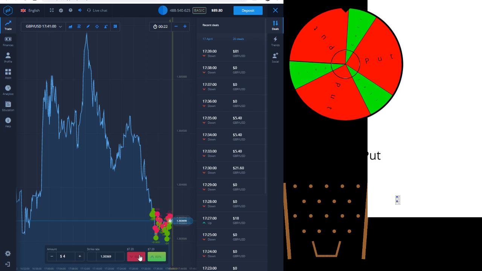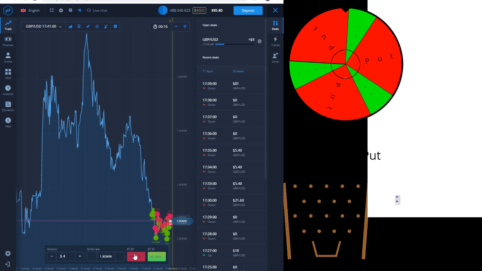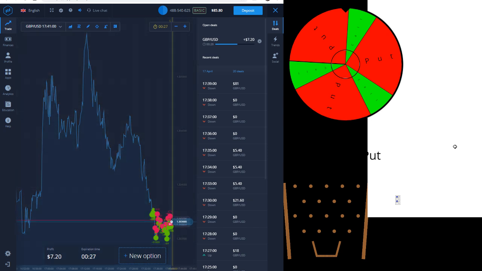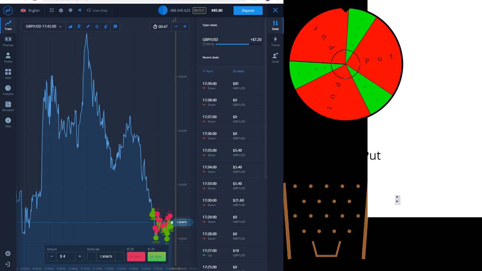The wheel says down. I'll just go with down. Safest bet ever. Down. If you're not sure, press the down key. Now, $4 trade. What I'm aiming for right now is to jump my account up to $170, and then I can maybe ramp up the amounts. But for now, I'm just gonna remain at $4 trades.